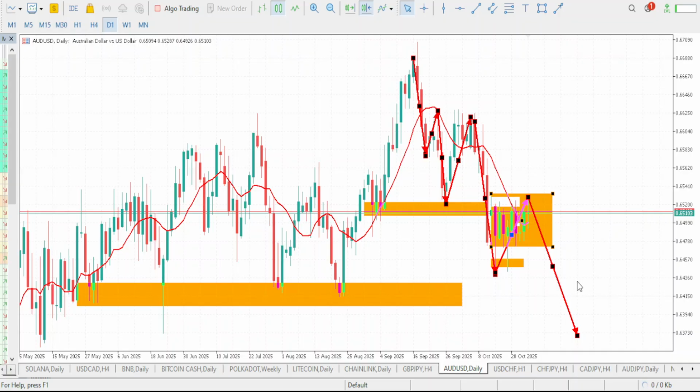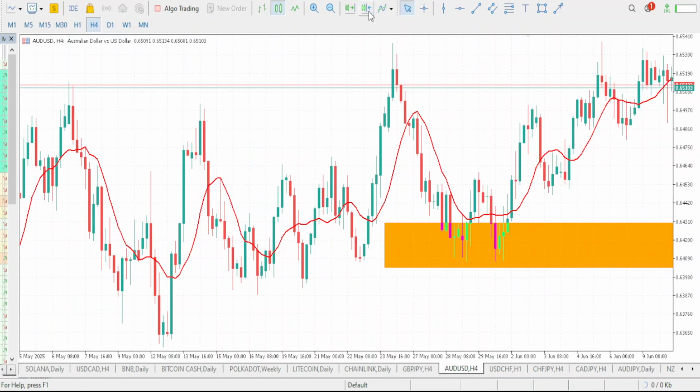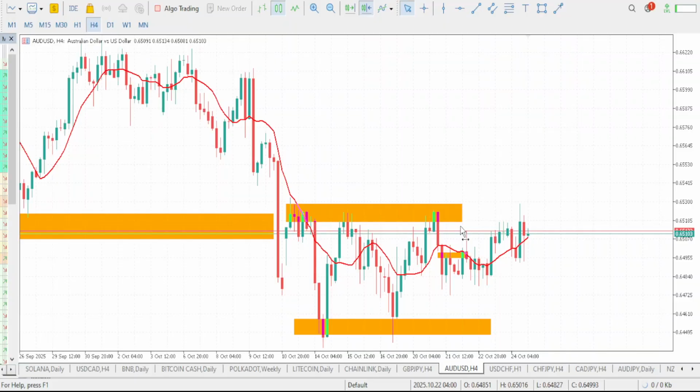So this is for swing traders, by the way. Swing traders, you would want to open for the sell now on AUD USD. That is what you should be aiming for. But for day traders, you would want to go to your forward time frame and see what market is currently doing. As you can see here, we are currently ranging within this level.